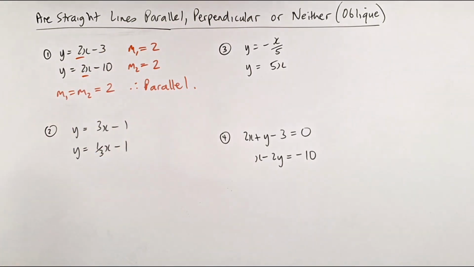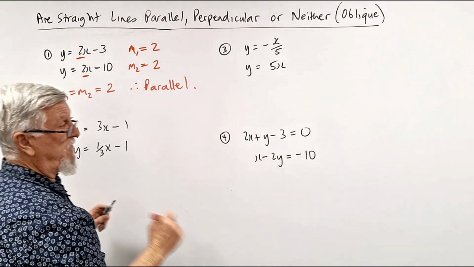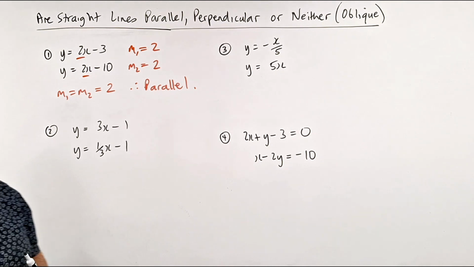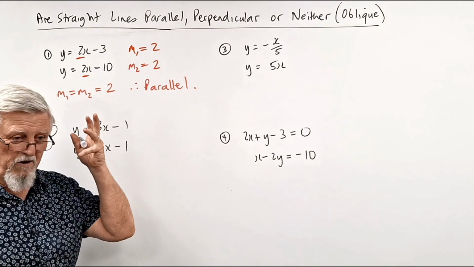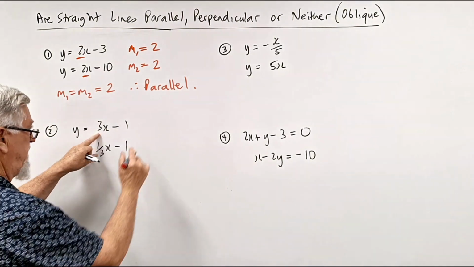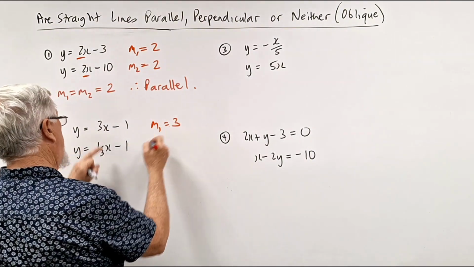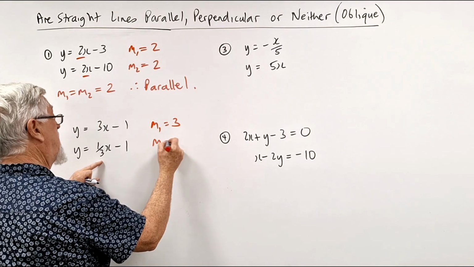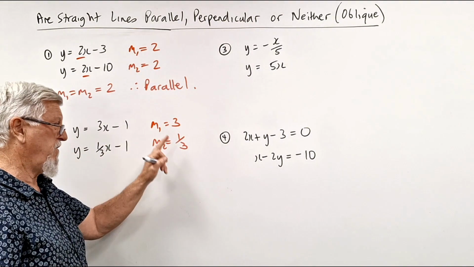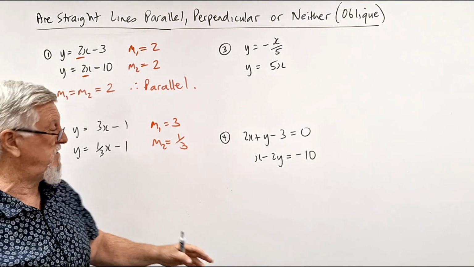Now here's one that mucks people up all the time. Gradient first, I've forgotten to mention. Gradient first, all these topics. It's the latest thing I'm thinking about saying to people all the time, making it even clearer. Gradient first. What's the gradient for this one? It's a 3. What's the gradient for that one? It's a 3rd. So we know that a gradient of 3 and a 3rd means different gradients, so they're not parallel.